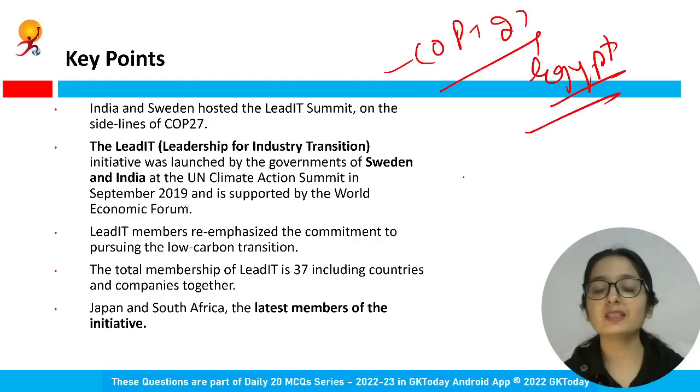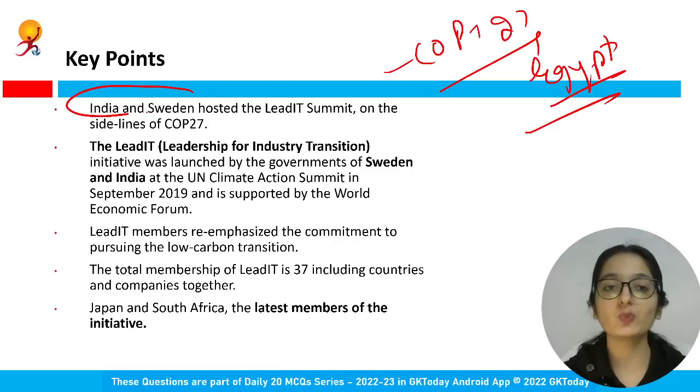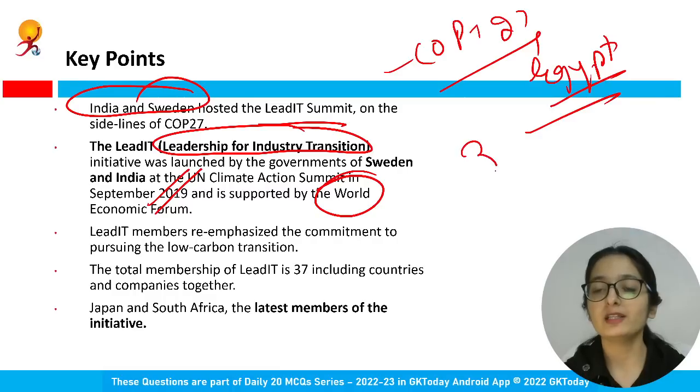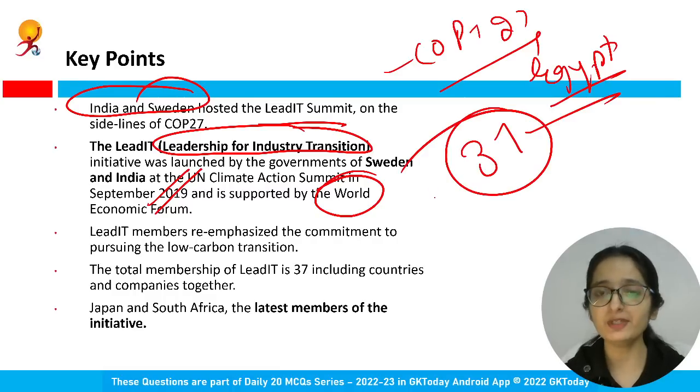So this summit, lead IT summit, was hosted on the sidelines of this COP27 that was going on, by India and Sweden. What is the full form of it? Leadership for Industry Transition Initiative. It was launched by the governments of Sweden and India in 2019. It was also supported by World Economic Forum. In this summit the total membership is of 37 countries, there are companies, and the latest members of this initiative are Japan, South Africa.